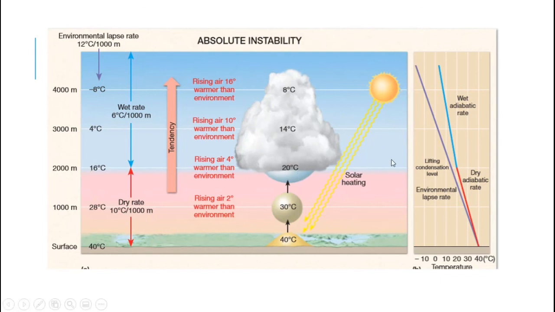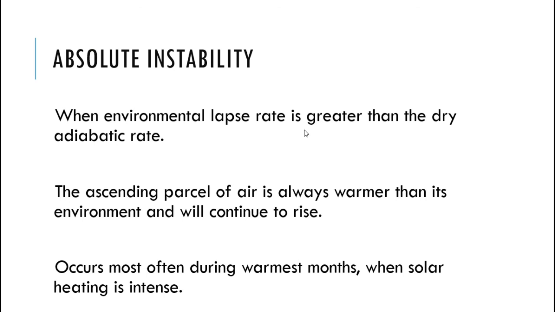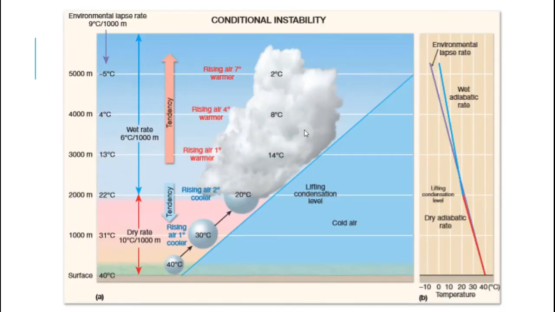At this condensation level, so you have now the wet rate. That's 6 degrees Celsius per 1,000 meters. So 20 minus 6 na siya, that's why you have 14. Minus 6, that's why you have 8. But still, this parcel of air is at a higher temperature kumpara dun sa surroundings or sa environment. That's why this one is unstable. Okay, so that's absolute instability.